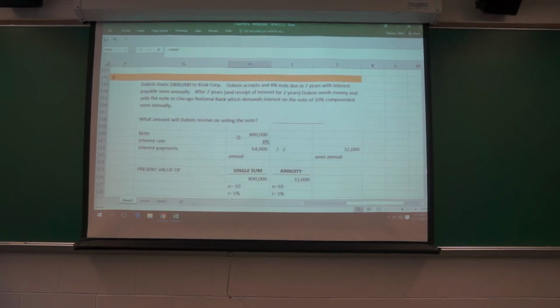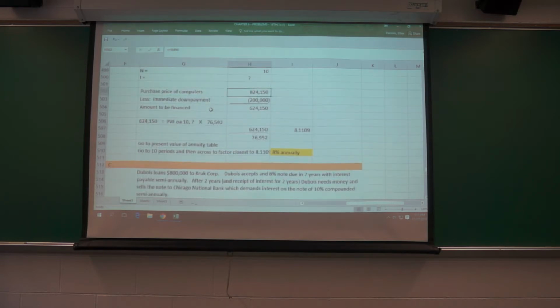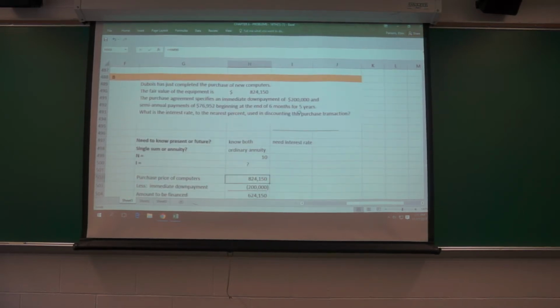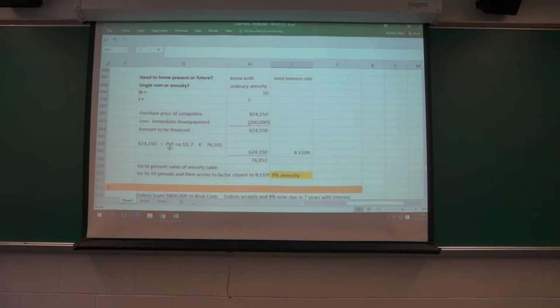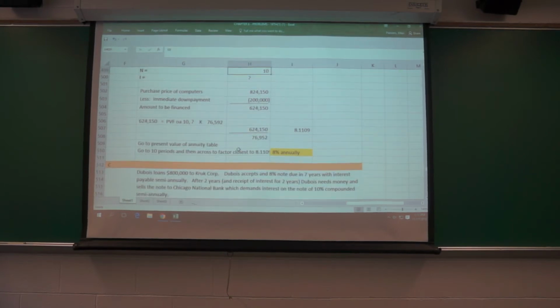Now he loans $800,000. He accepts an 8% note, due in 7 years, with interest payable semi-annually. Notice when you're doing this, it's 5 years, but it's compounded semi-annually, so the factor we're using is 10.